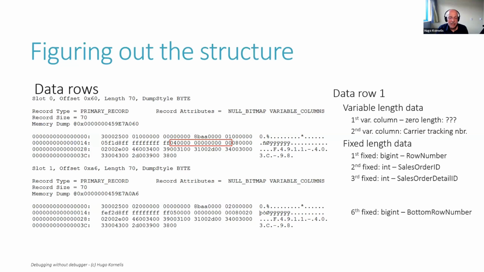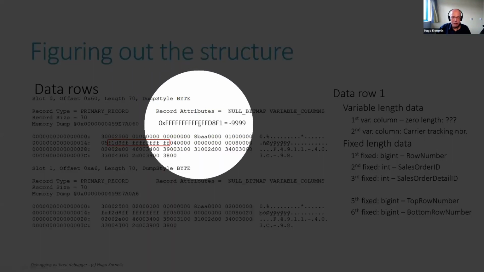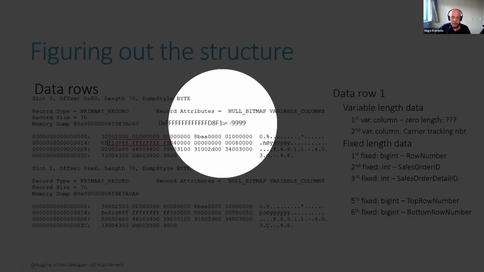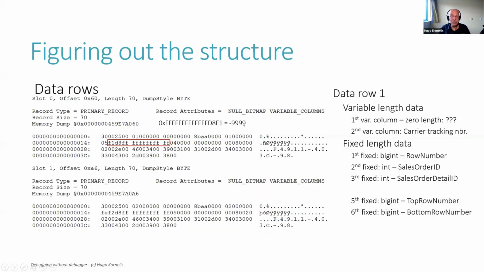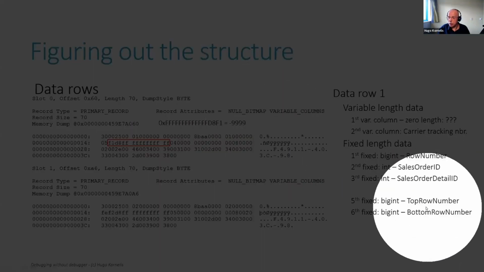And once I realized that, I saw that just to the left of this, so the fifth fixed length column, starts with a bunch of Fs. That's a negative number. That's how SQL Server stores negative numbers in reverse binary notation. So those 16 bytes, if you reverse the byte pairs again, you get 0xFFFFFFD8F1, and my calculator told me that's minus 9,999. 1 minus 10,000. Once more, exactly what we expect for, in this case, the top row number.